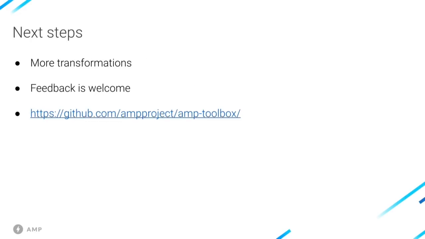So those are only the first steps for the library. We are looking into introducing further optimizations. And if you have feedback on how it works or ideas for optimizations, please reach out to us on GitHub or on the AMP-HTML Slack channel.